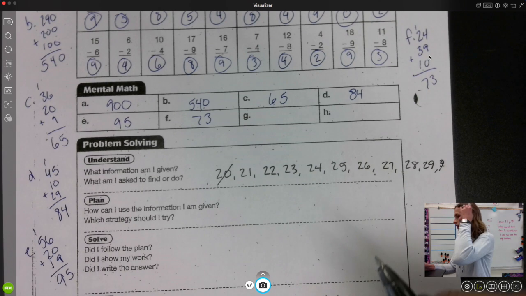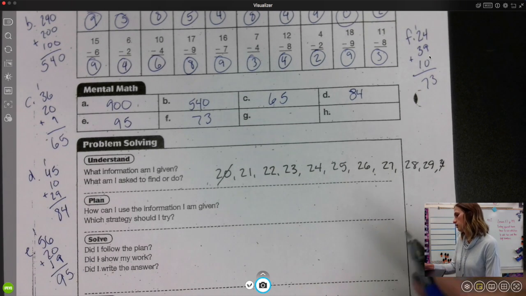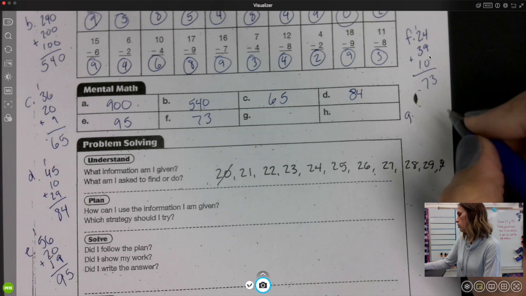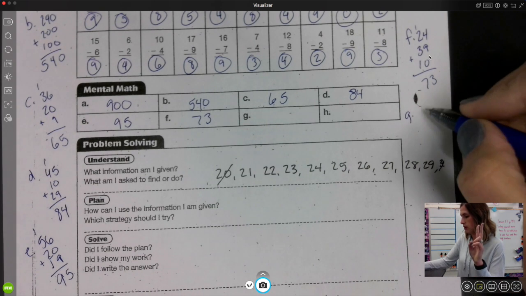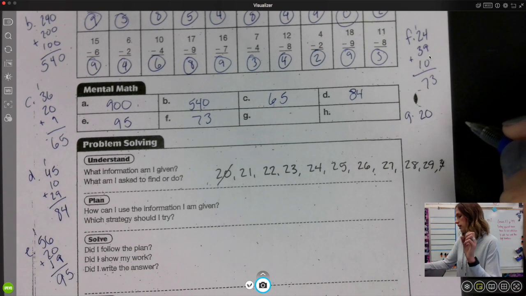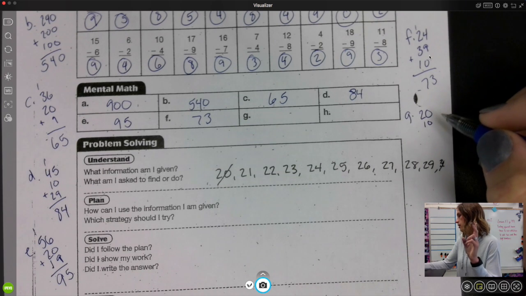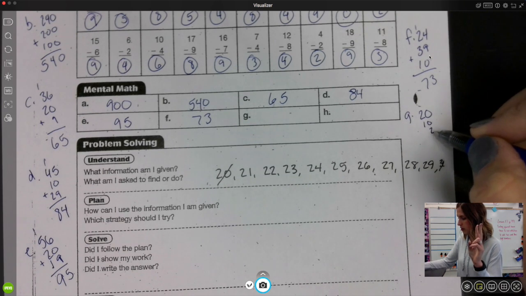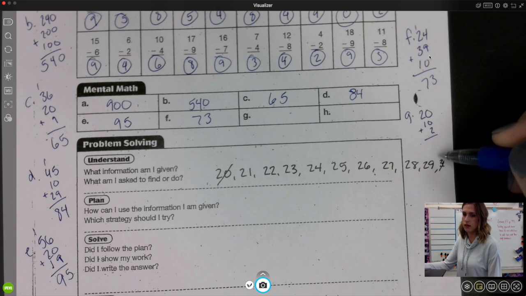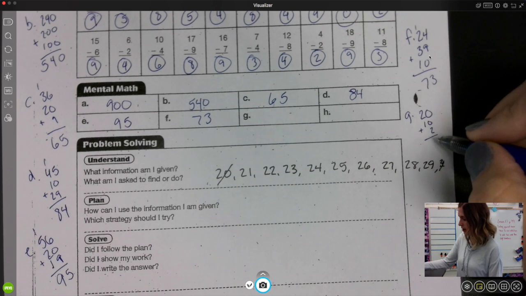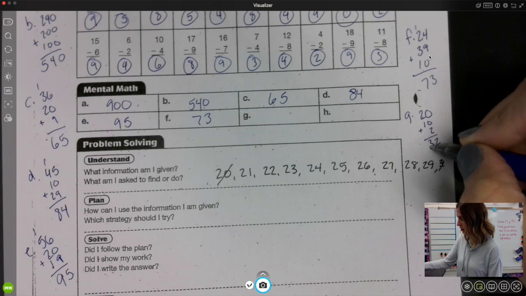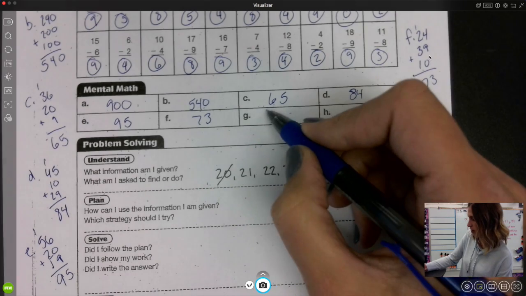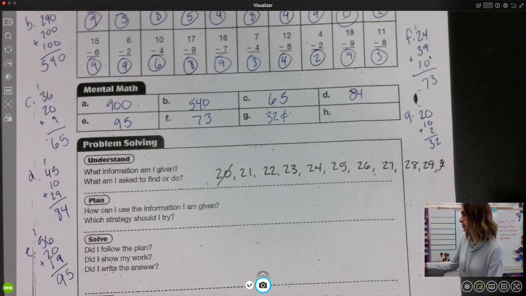G says, what's the value of 2 dimes, 2 nickels, and 2 pennies? So 2 dimes, 10, 20, that's worth 20. 2 nickels, 5, 10, that's worth 10. And 2 pennies, 1, 2, that's worth 2. So I got to do 20 plus 10 plus 2. 0 plus 0 plus 2 is 2. 2 plus 1 is 3, so you get 32 cents.